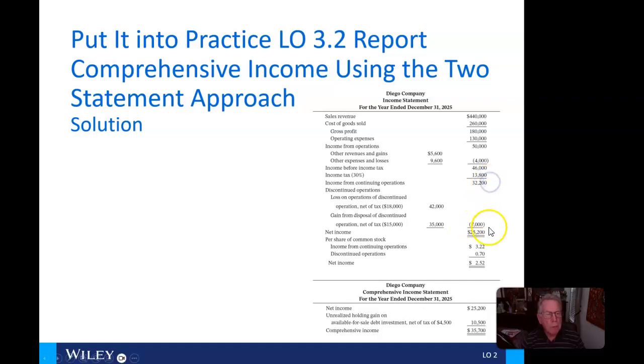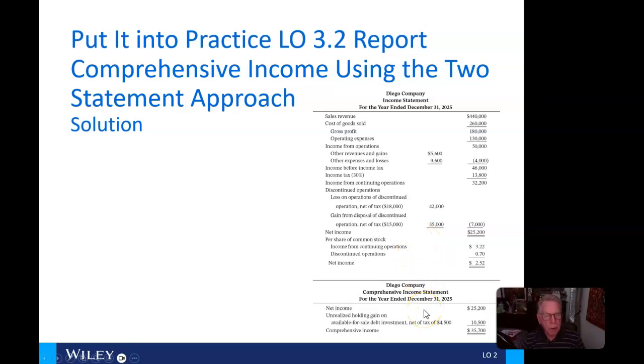Subtracted here from income from operations gives me net income of $25,200. And now our income from continuing operations, we do the per share calculation by taking 32,200 divided by 10,000, and the 7,000 loss divided by 10,000. Subtract the 70 cents from the $3.22, I get $2.52.